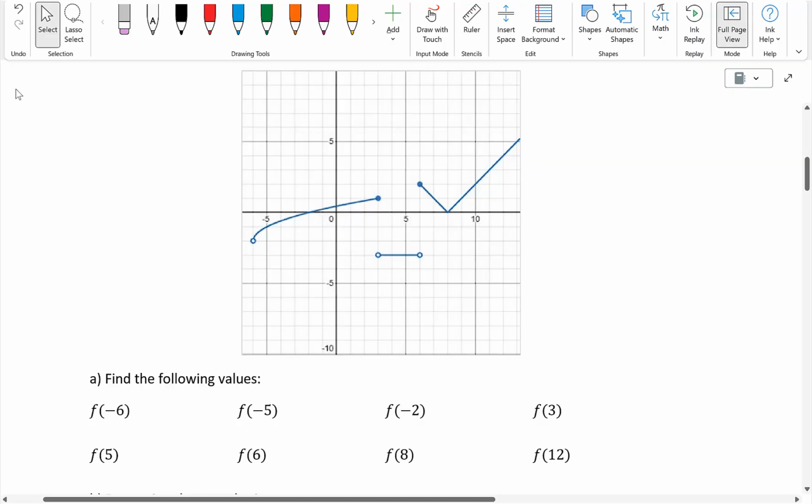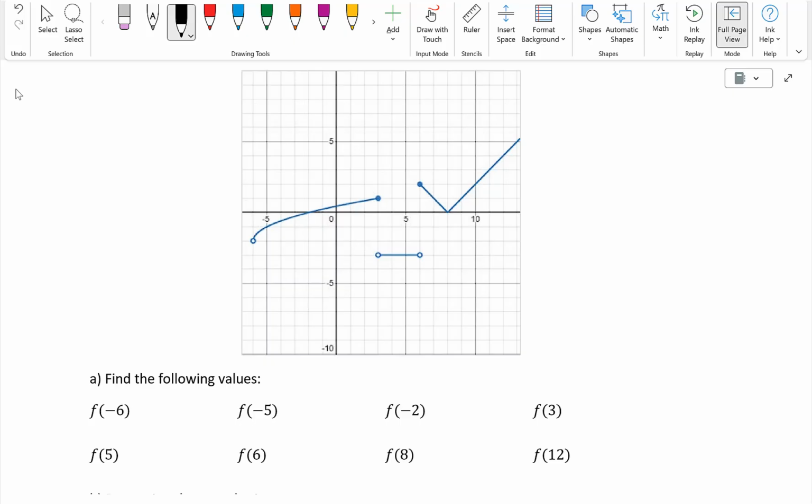So f of minus 6, we can see for an x value of negative 6, this function has an open circle. That open circle is an undefined point. So f of negative 6 is an undefined value. We need a closed circle somewhere to give us the function value at that point. This open circle, again, is just saying we get as close as possible to, but can never actually hit negative 6. For f of negative 5, we can see a function value there of negative 1.